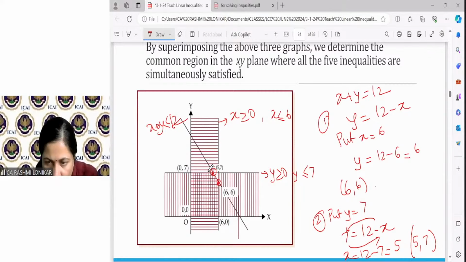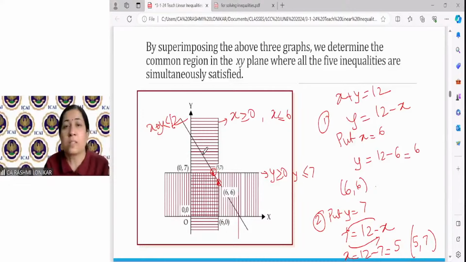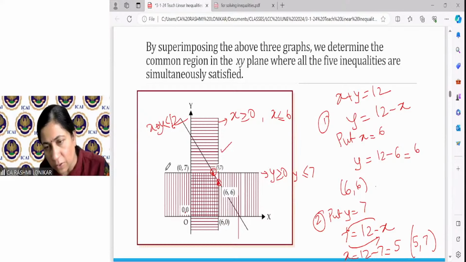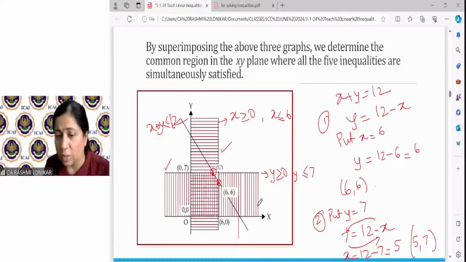So now I have got what is known as a bounded region. It is bounded by what? x and y 0, 0, because we know that both x and y are greater than 0. They are positive numbers. Then I have the second condition, x is less than or equal to 6. Y is less than or equal to 7. And x plus y is less than or equal to 12. So when I do that, what are the points I get? This is the first point, 0, 0, then 0, 7, then 5, 7, then 6, 6, and then 6, 0.